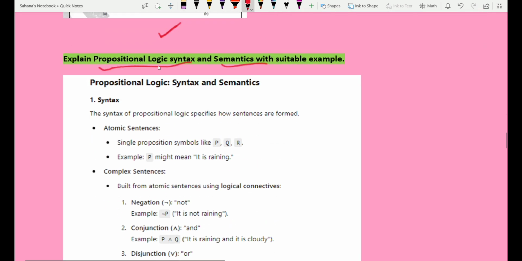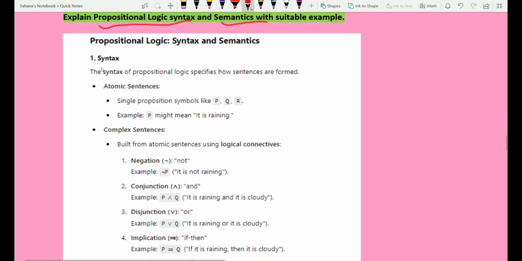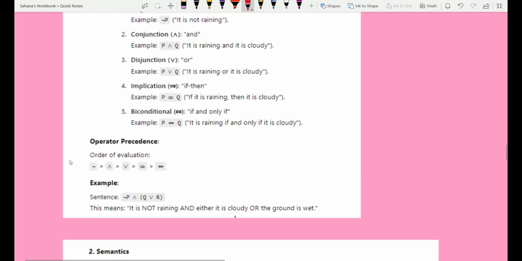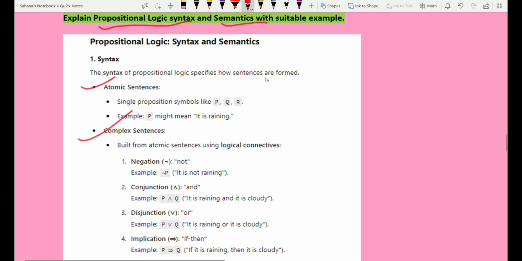Explain propositional logic, syntax and semantics with suitable example. We'll see the syntax of propositional logic: atomic sentences and complex sentences, operator precedence, and then an example. Okay, the syntax of propositional logic specifies how sentences are formed. There will be two kinds of sentences: one is complex sentences and the other atomic sentences.